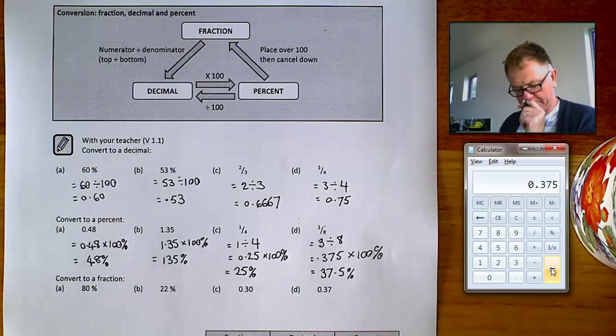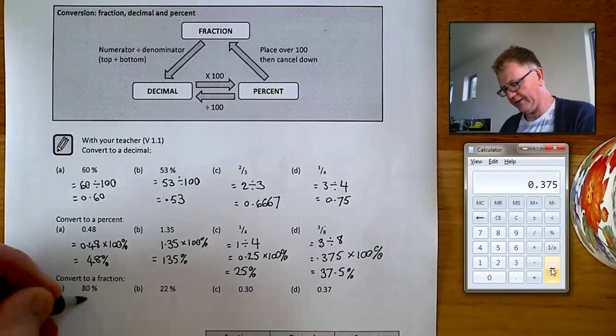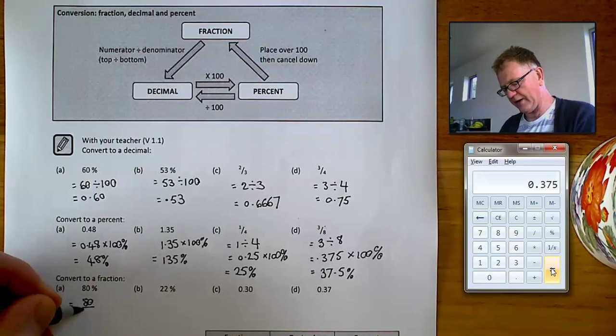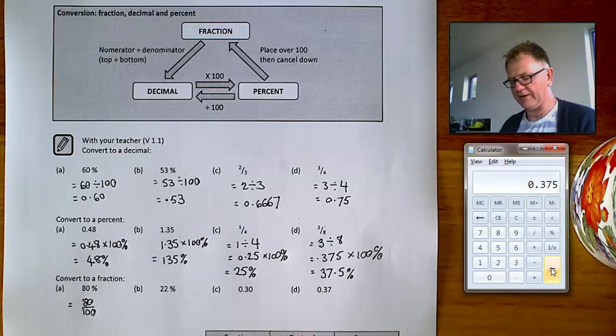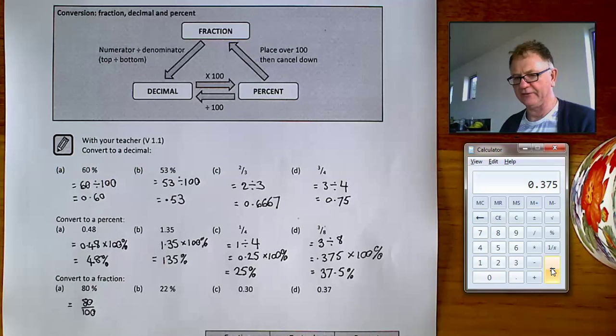The next example asks us to convert a percentage into a fraction. Now to do this, what we do is we express it out of 100. 80% actually means 80 divided by 100, which could be written as 80 over 100. Now that's already done the question in a way. 80% as a fraction is 80 out of 100.